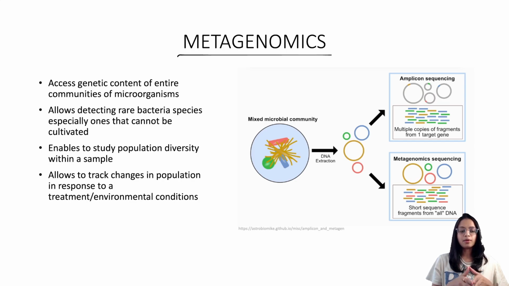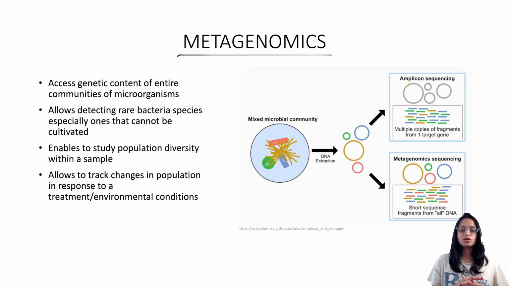But metagenomics applies a suite of sequencing technologies and bioinformatics tools to directly access the genetic content of entire communities of microorganisms. It also allows detection of rare bacteria or microorganisms that cannot be cultivated in the lab. It also enables us to study population diversity within a sample and allows us to track changes in the population in response to a treatment or environmental conditions.